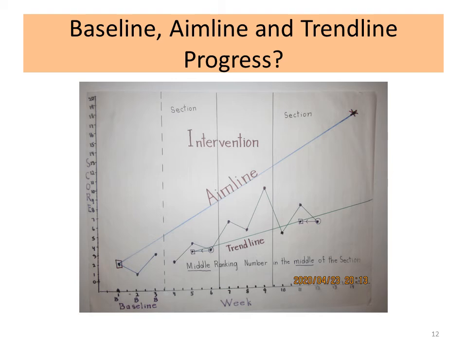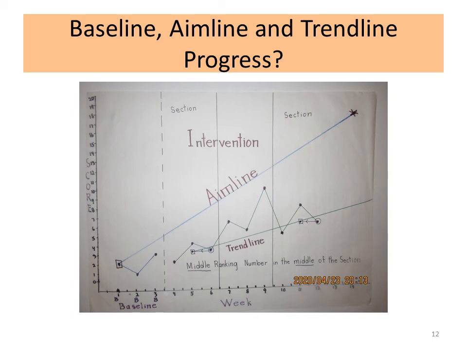Does the student respond to the intervention? Well, the student looks like he's definitely improving. The line is going up. It is progressing. It's better than the baseline. It's higher than the base. Okay, but did it reach the aim line? It did not reach the aim line. Is the intervention good enough?